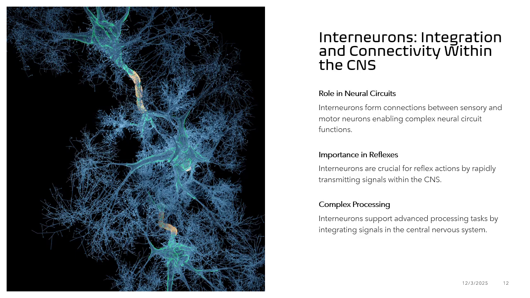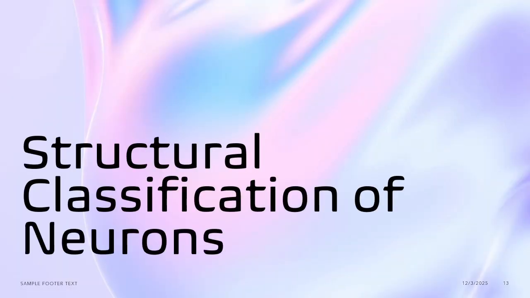Our interneurons connect our sensory and motor neurons within the central nervous system and therefore are vital for reflexes, neural circuits, complex processes. This is where we're doing the processing and making sure the signals are getting from where they need to be to where they need to go. We also can classify our neurons based on their physical structure, and in particular the number or arrangement of what we call the processes. These are the pieces that come off.